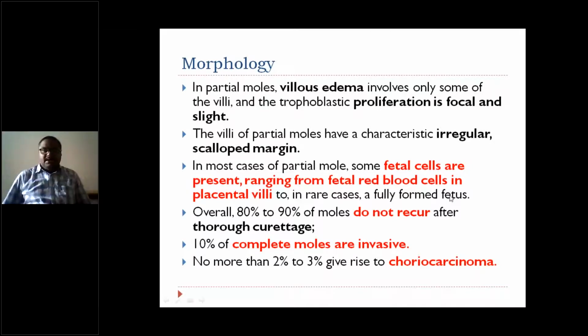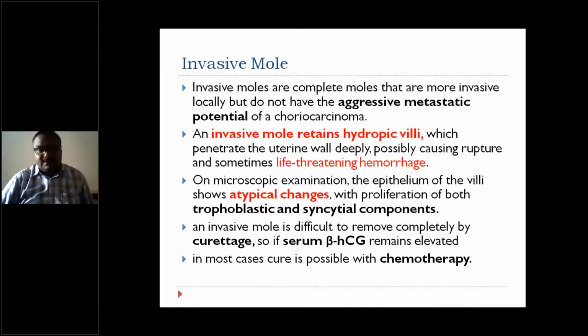Overall, 80 to 90% of moles do not recur after thorough curettage, and 10% of complete moles are invasive, and no more than 2 to 3% give rise to choriocarcinoma. So these are the few important prognostic points you should remember. So both for the complete mole and the partial mole, the treatment is curettage, and in 90% of the cases they won't recur, but in 10% they may become invasive, and in 2 to 3% of cases they may become malignant, resulting in choriocarcinoma. So next topic is the invasive mole.